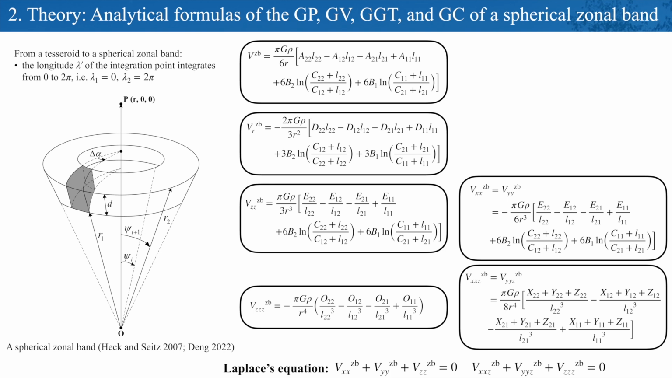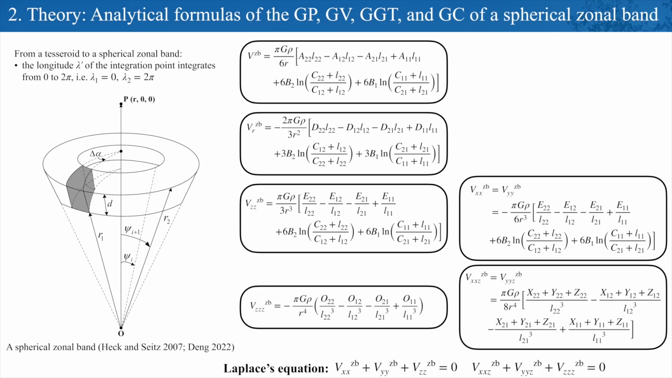Generally, a tesseroid can be treated as a sector of a spherical zonal band. In other words, when the longitude of the integration point is integrated from 0 to 2π for a tesseroid, a spherical zonal band is obtained. Letting λ1 equal 0 and λ2 equal 2π in the derived expressions for the tesseroid, the analytical solutions for the gravitational effect of a spherical zonal band are obtained.